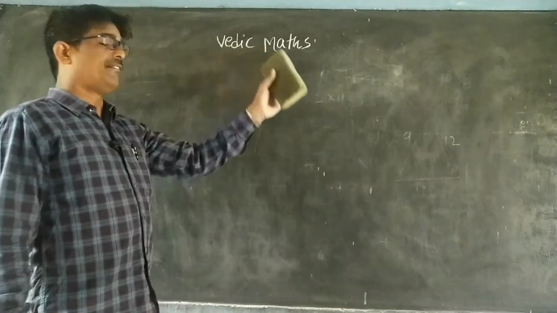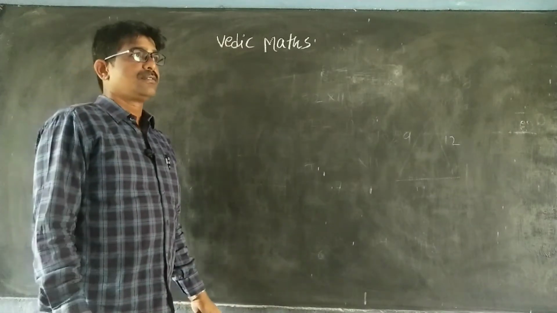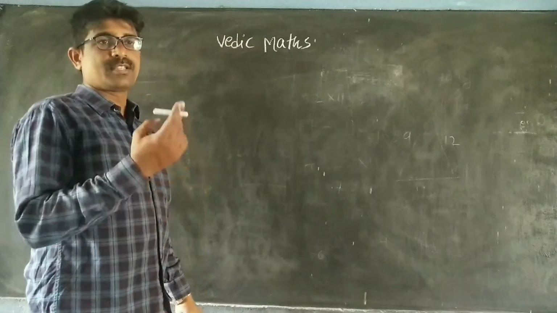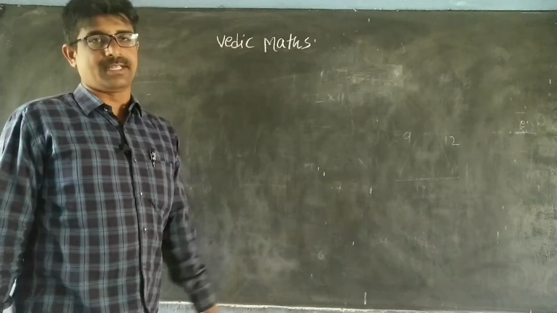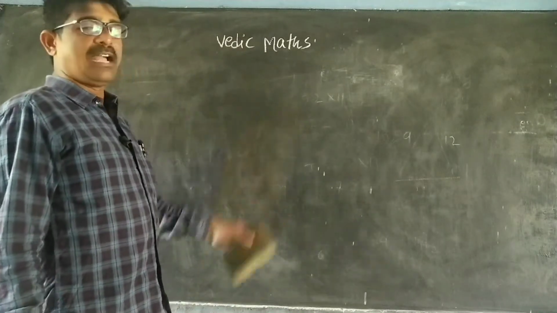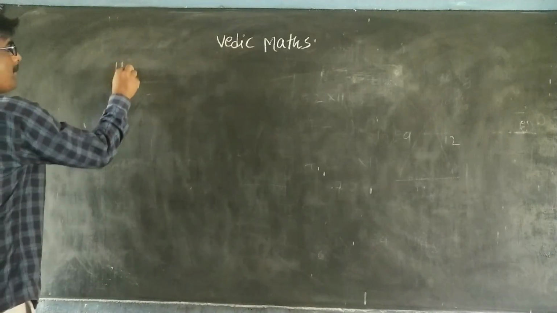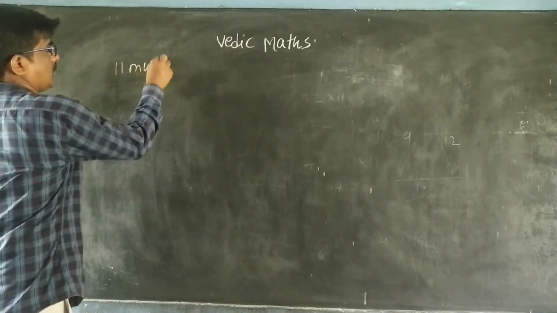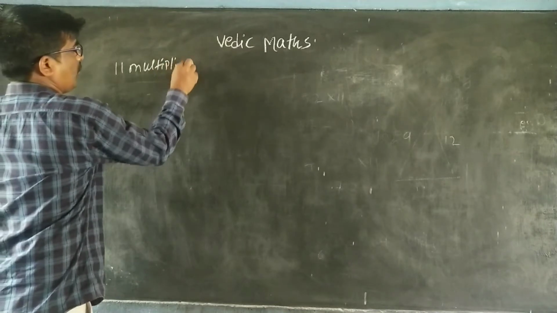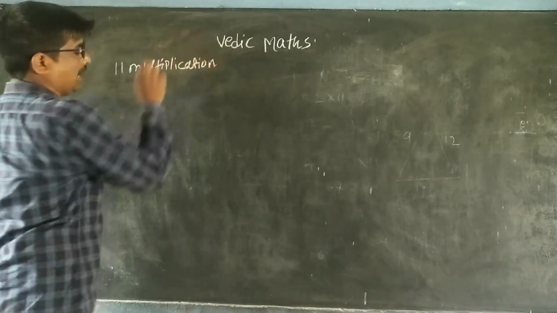Today our topic is Vedic maths, or easy maths. In ancient maths we have some easy multiplication shortcut methods. On that, I am going to tell you right now about 11 multiplication. How do we have to multiply with 11?